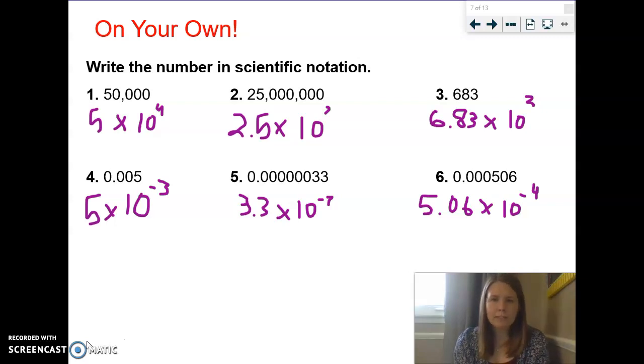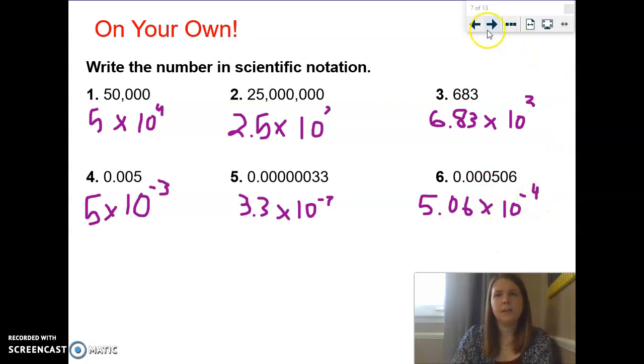And problem number 6, I know I could stump a few people, but you do need to put it in between this 5 and this 0 because you still need to include this 6. You can't just leave out the 0 and be like, oh, I took out an extra 0. That doesn't work. You have to leave it as the way it is. So I'm putting it in between the 5 and the 0. So I'd have 5.06, and this is going to be times 10 to the negative 4th.